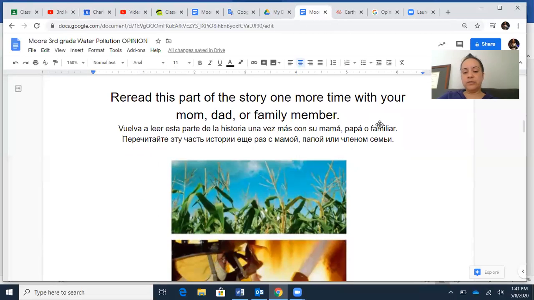So now we are going to read 2 pages from Earth's Water. This is the same story that we read last week, but we're only going to read 2 pages, the pages talking about water pollution. Once I finish reading and once you finish watching this whole video, I want you to go back and reread this part of the story one more time with your mom or your dad or your brother or your sister or somebody in your family. You have to go back. It's only 2 pages. Reread this part of the story. Let's read it together.